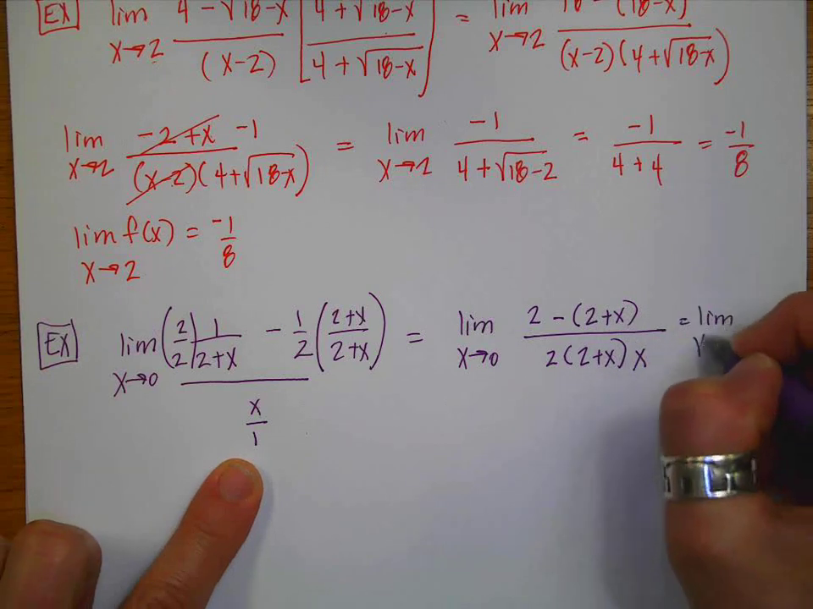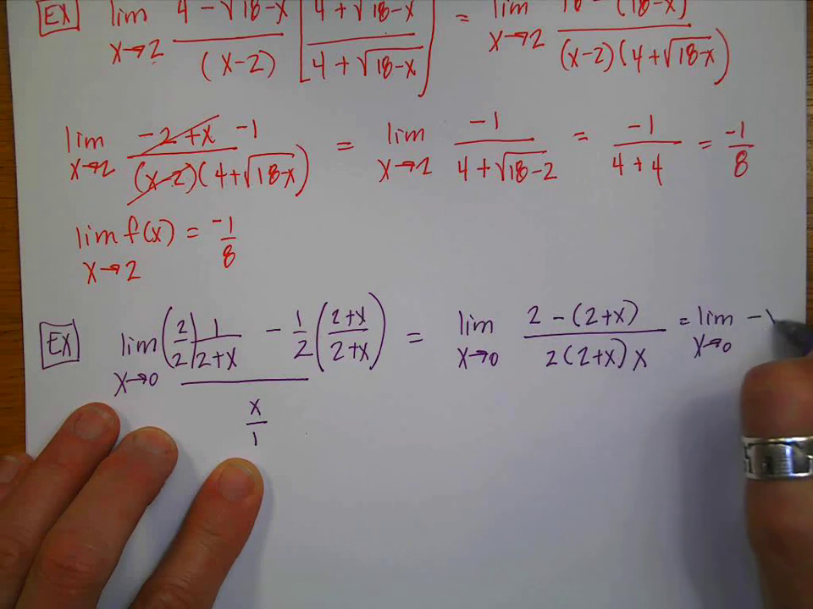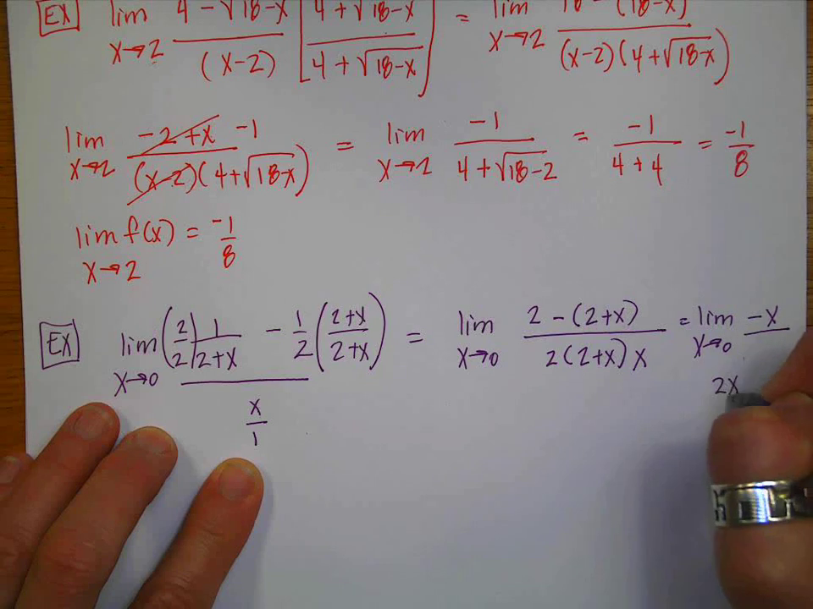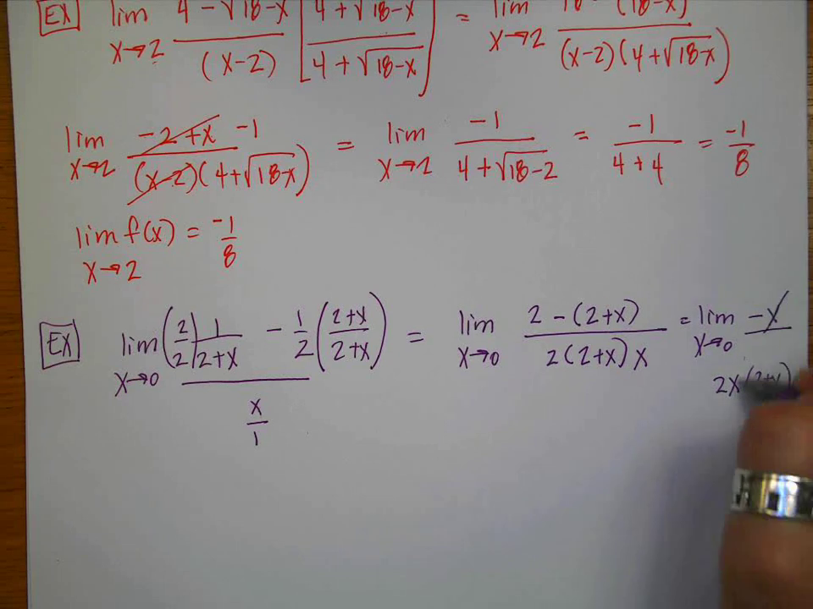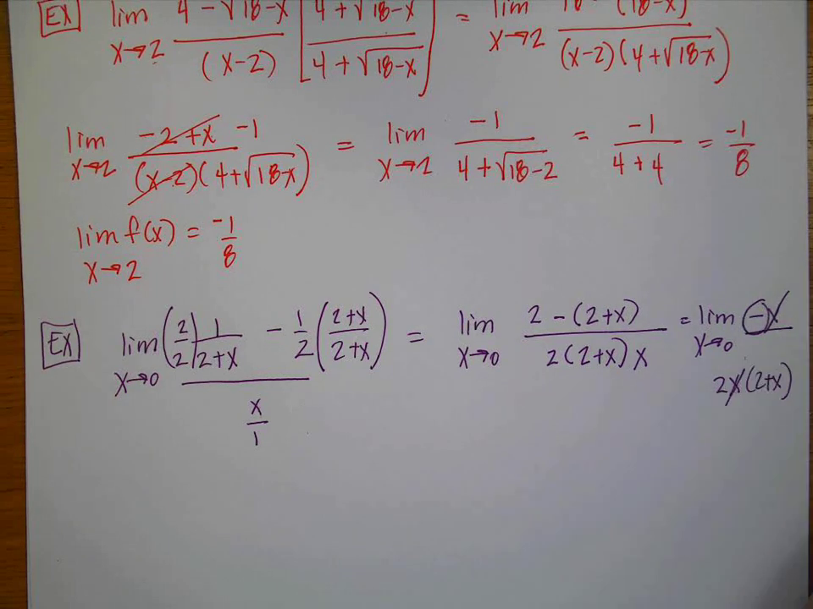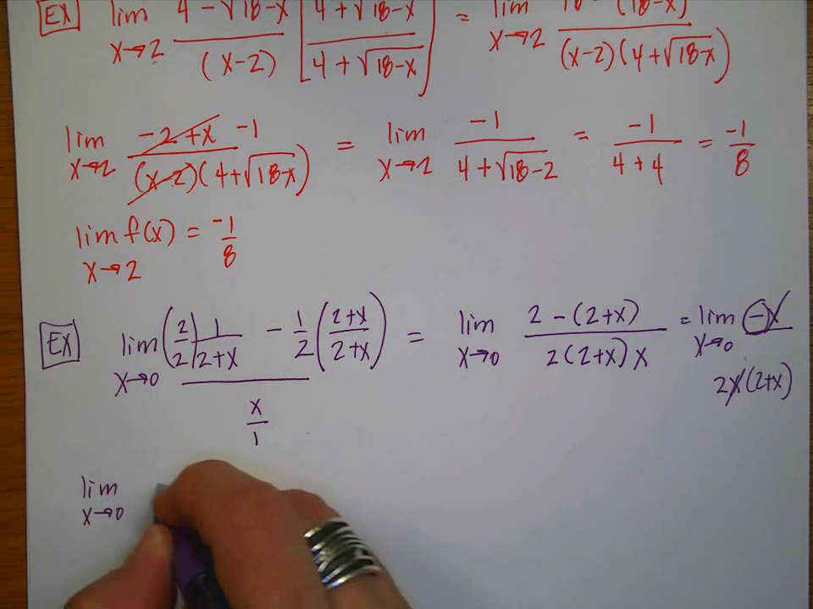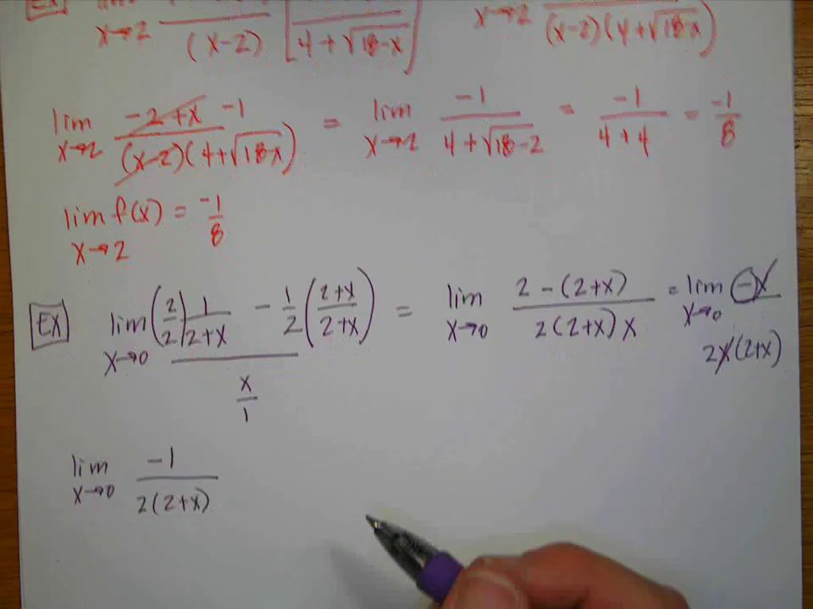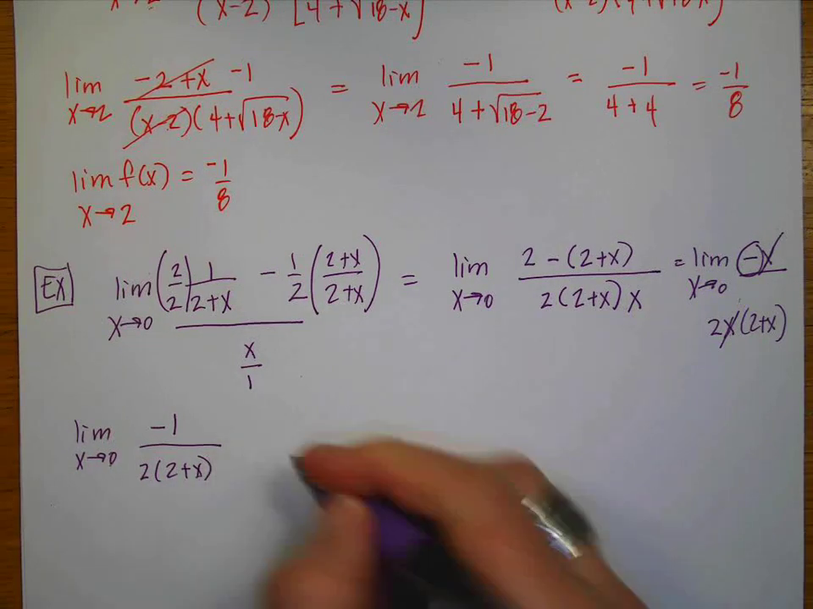So then if I clean this up, this is the limit, I ran out of room, as x approaches 0, of 2 minus 2. So here's a minus x over, and then I have 2, and then my x, and then 2 plus x in the bottom. The x's are going to cancel. I'm going to circle the negative so I don't lose it. So now I have the limit as x approaches 0 of a negative 1 over, and then 2 times 2 plus x. Now I can do my direct substitution because I've eliminated the indeterminate form.